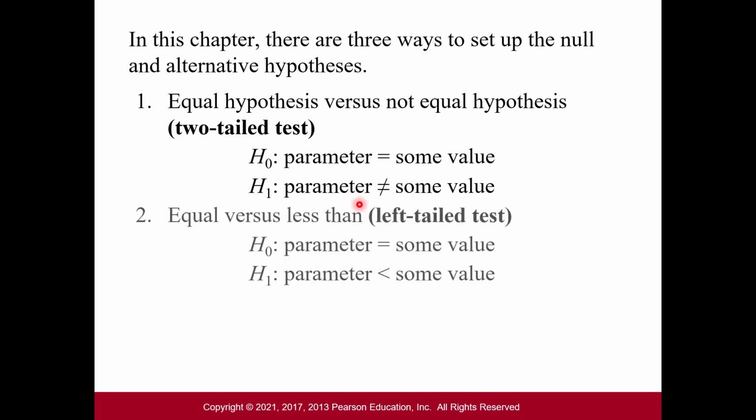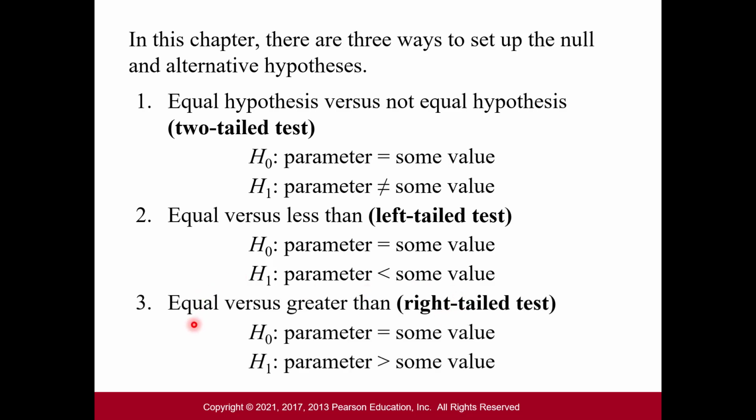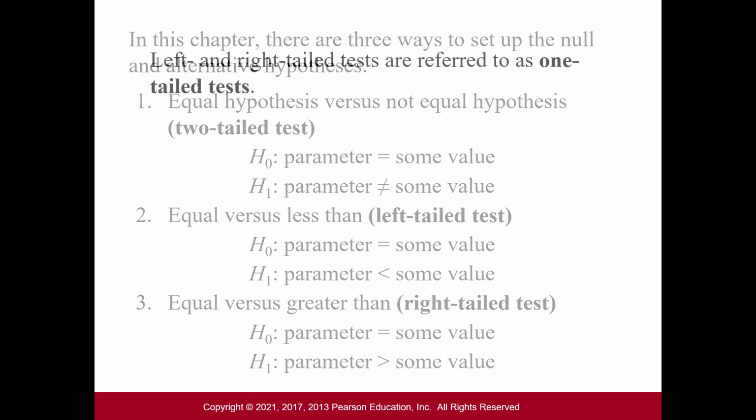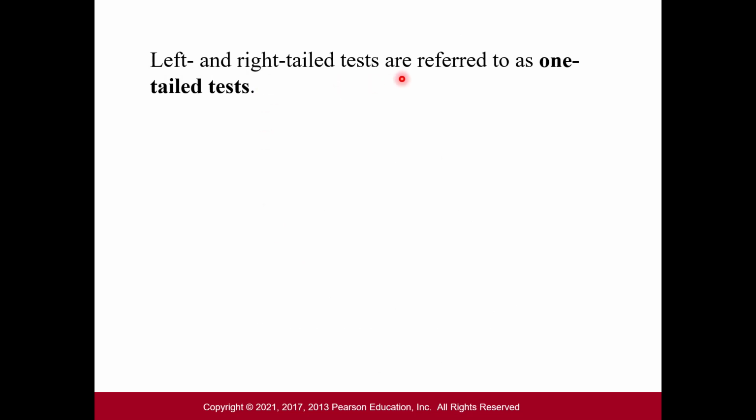It's something different. Number 2 here is equal versus less than, which is called the left-tailed test. H0 is going to be the same: the parameter equals some value. Our H1, our alternative hypothesis, says that no, our parameter is actually less than that value. Very similarly, in equal versus greater than, our right-tailed test, we're saying the parameter is actually greater than some value. Our left and right-tailed tests are often called one-tailed tests.